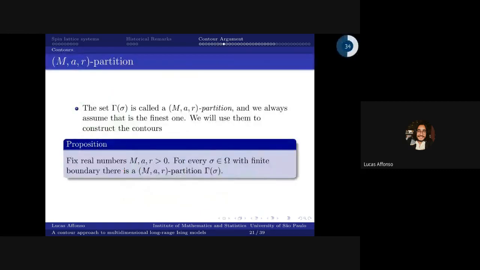So continuing, we will use the Mri partition to construct the contours. And as I said before, you see that there is more than one partition, and you may be confused about what partition I should take. Because if there is more than one partition, I must have a way to choose between them. And we always assume that we get the finest partition, in the sense that it's contained in any other Mri partition, and this is unique.